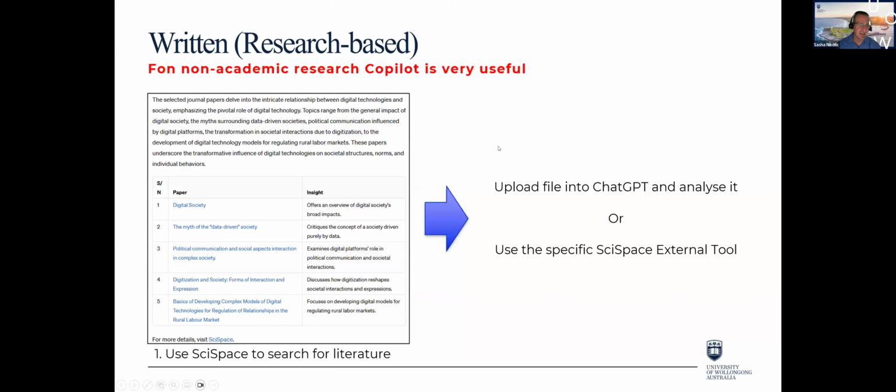In fact, using SciSpace to find research of relevance is actually very useful. I've started using it myself because you can really pinpoint something. So you can say, I'm looking for a lab-based study that looks at interview type assessments, and it will find it. It'll give you the titles, it'll give you an insight which you can click on. It will take you to the SciSpace external tool where you can download information, do extra analysis, but most importantly, you can upload the file into ChatGPT and analyze it against any framework that you would like.